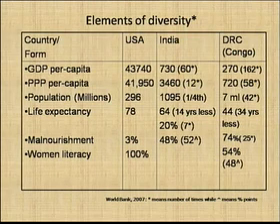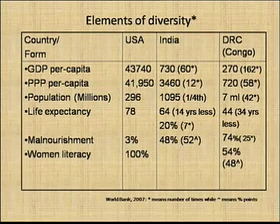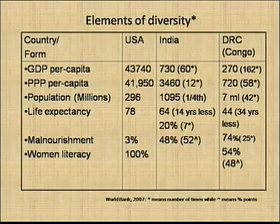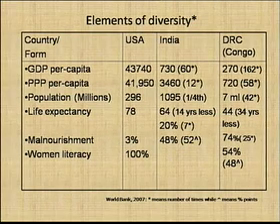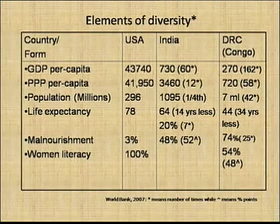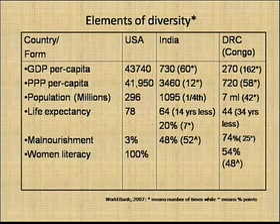Look at population. USA, roughly about 300 million people. India, 1,100 million. Congo, only 7 million. Take another diversity element, life expectancy. That is how many years a child born today would live. USA, 78 years. A child born today would live 78 years, normally, on average. If you go to India, it's only 64 years. If you go to Congo, it's 44 years, very much closer to half of the US level.